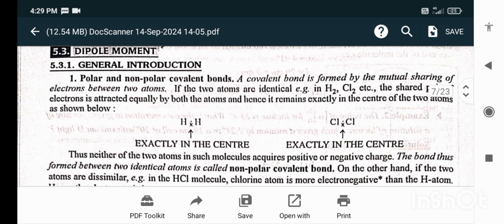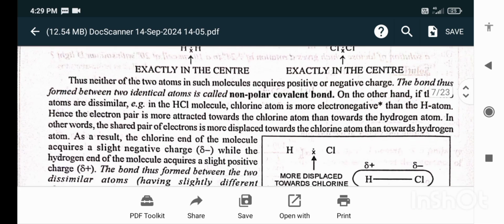Dipole moment. General introduction. Polar and non-polar covalent bonds. A covalent bond is formed by the mutual sharing of electrons between two atoms. If the two atoms are identical, for example H2, Cl2, etc., the shared pair of electrons is attracted equally by both the atoms and hence it remains exactly in the center of the two atoms as shown below: H-H exactly in the center, Cl-Cl exactly in the center. Thus, neither of the two atoms in such molecules acquires positive or negative charge. Thus, the bond formed between two identical atoms is called a non-polar covalent bond.